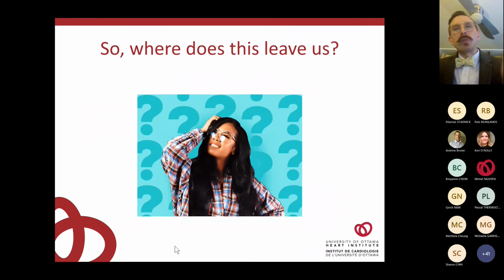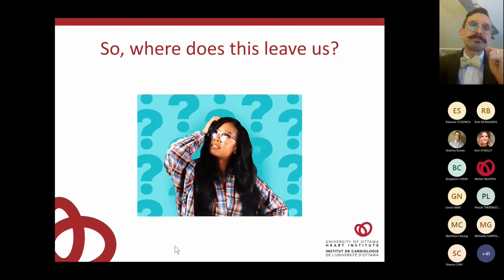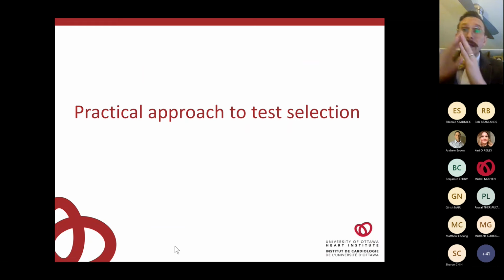So after all of that, what do we take away from all of these guidelines? I'd like to finish the talk today by going through a pragmatic approach to image modality selection.